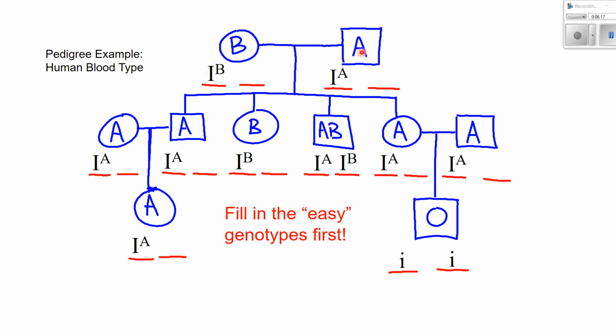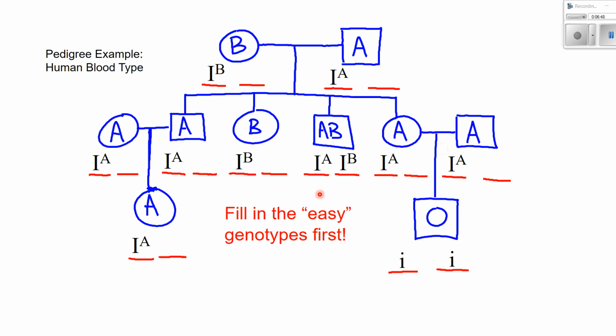If I know the person has type A blood, they're either big IA, or big IA, little i. But they have to have at least one big IA. So I went through every type A person and put a big IA. If it was a type B person, I put a big IB. And obviously for this person, we know both of the genes, right? Because if you have AB blood type, you have to have a big IA and a big IB.